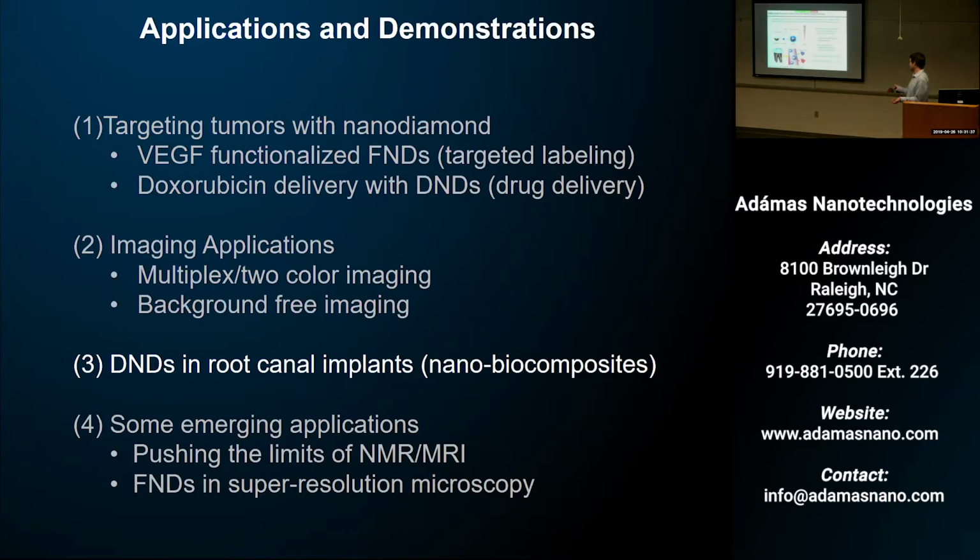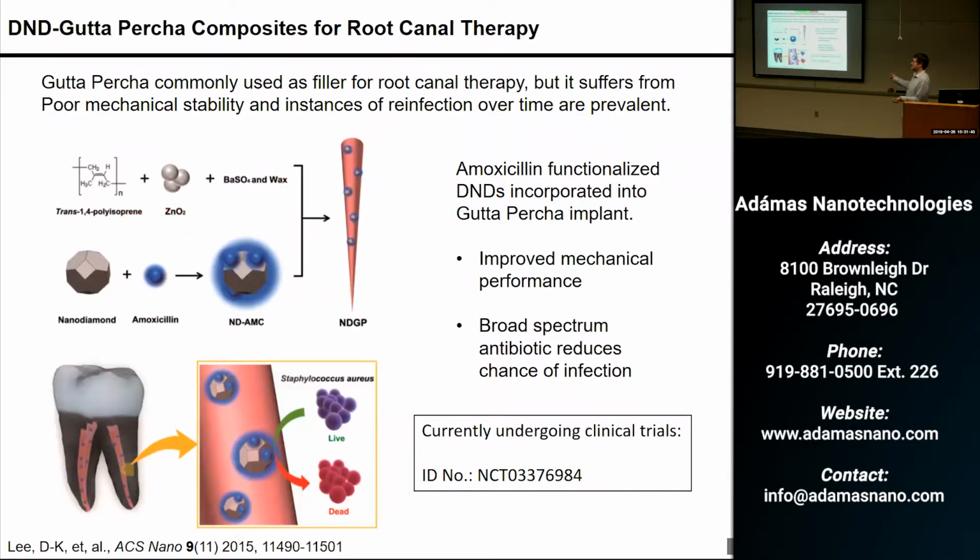I wanted to go into another very interesting application, where this concept of the doxorubicin example is used with, instead, amoxicillin, which is a common antibiotic. And this was done by Dean Ho's group at UCLA. The doxorubicin work was his group too. He's currently at the National University of Singapore. So essentially, gutta percha is a polymer that is used in root canal implants. But they often have trouble with their mechanical stability and the likelihood of reinfection. So what this paper did was introduce diamonds with amoxicillin on their surface.